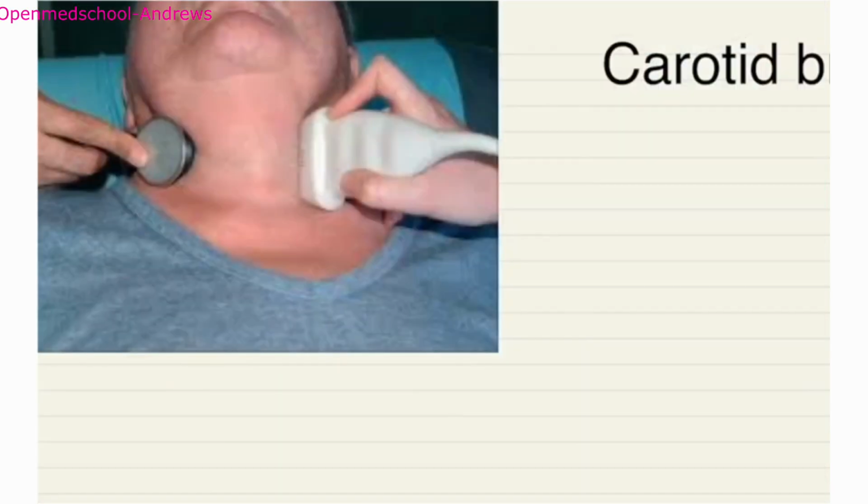Next is looking for carotid bruit. In all patients with stroke, you should also auscultate the carotid artery. The bruit is due to nonlinear blood flow occurring at a stenotic region. This can be confirmed by Doppler study.